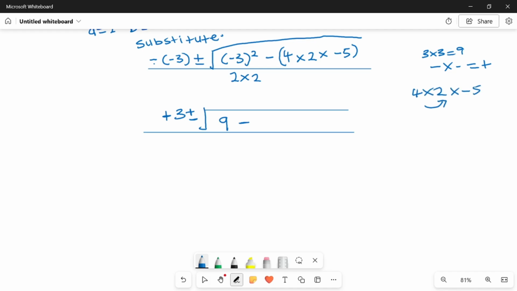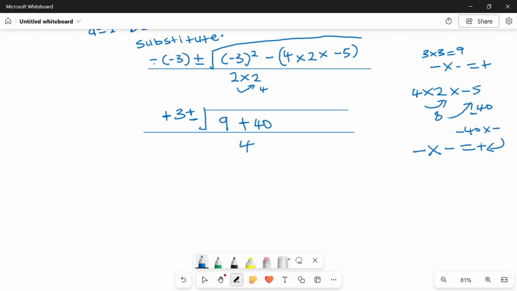4 times 2 will give us 8. 8 times 5 will give us 40. But remember, there's a minus, so it will be what? Minus 40. So we have minus 40 here, and we have a minus sign here. So minus times minus will still give us what? Plus. So this minus 40 times another minus gives us plus here. So we'll now have plus 40. Then 2 times 2 will give us 4 all over 4.